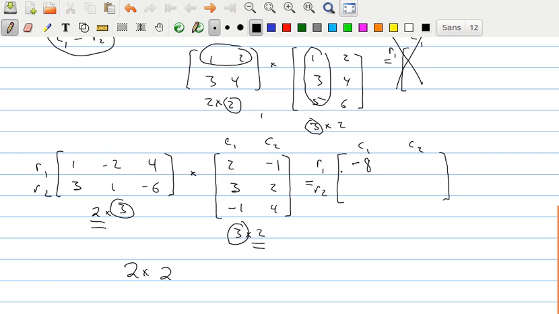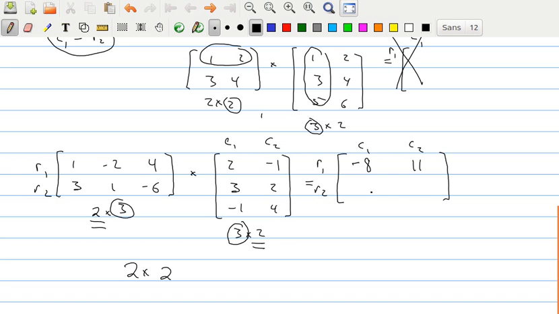Okay, so now let's look at the next entry. This is row 1, column 2. So we'll take row 1 and we'll dot it with column 2. So we take the dot product of these two. We've got 1 times negative 1, negative 1. Negative 2 times 2 is negative 4. 4 times 4 is 16. We add those together and we get 11.